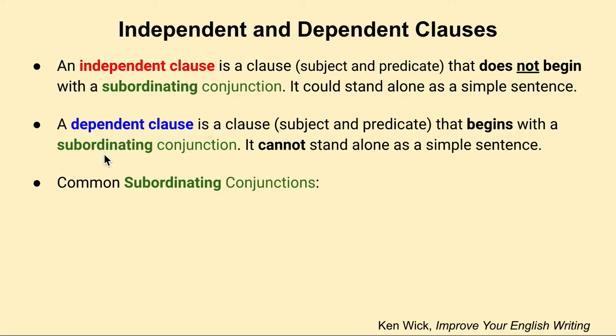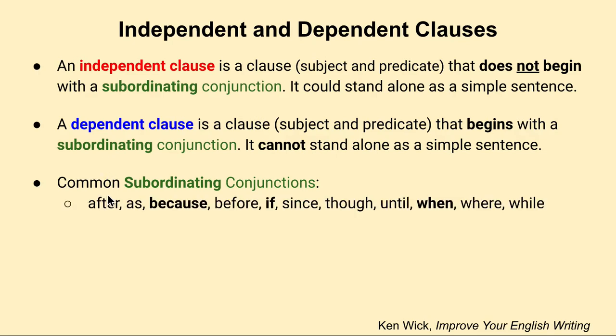So what are common subordinating conjunctions? See, I told you I'd get there. Well, here they are. Here are some common ones. There's more listed in the book. After, as, because, before, if, since, through, until, when, where, while. I've put very frequent ones in bold.